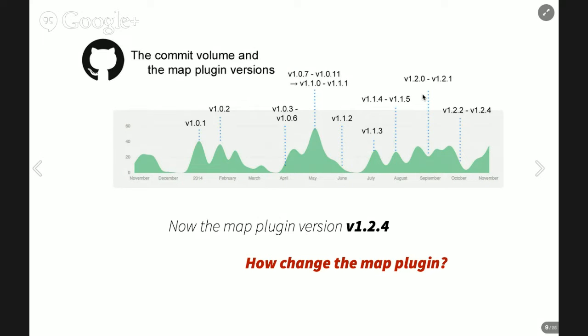In March, the commit volume was kind of slow because I prepared a presentation. In April, I went to Japan. I got married to my wife in June, so to visit her parents, I went to Japan. Now the plugin is version 1.2.4. Many versions are updated.